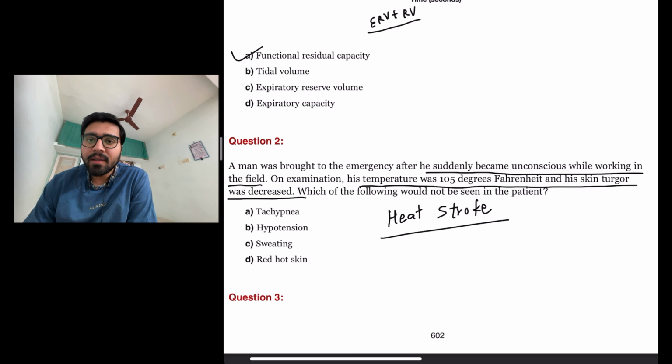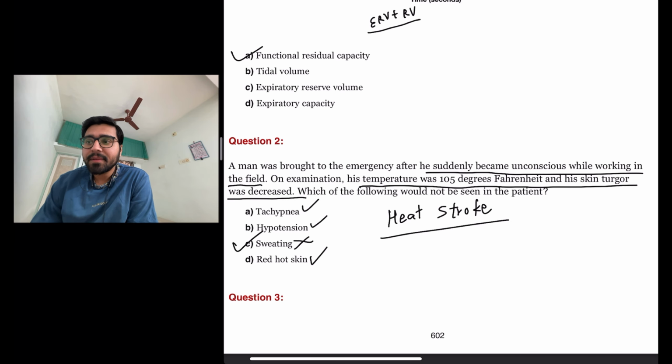So let us look at the options. Which features are seen and which is not seen? Tachypnea, yes it is seen. Hypotension, yes it is seen. Sweating, sweating is characteristically absent in heat stroke. Sweating is not seen. Red hot skin, yes it is seen. So the feature that is not seen in heat stroke is sweating, option number C.